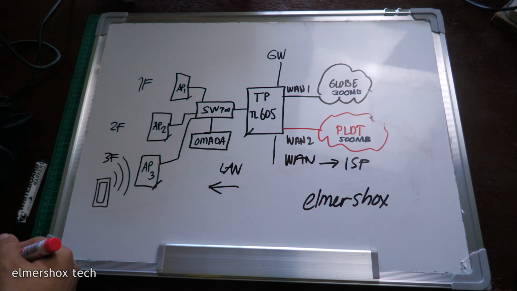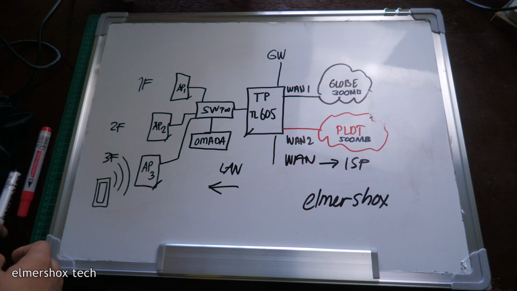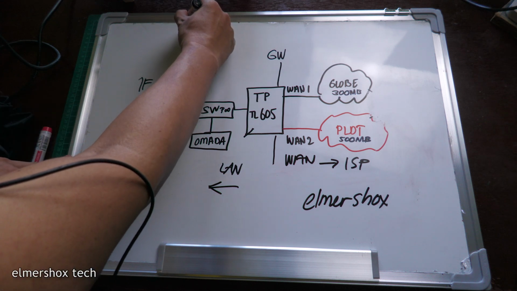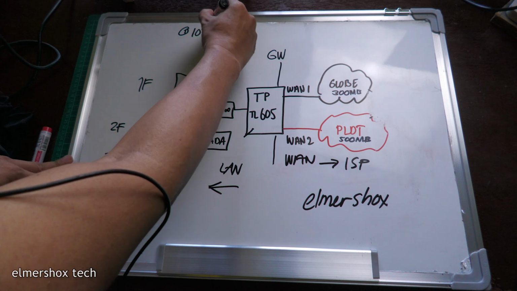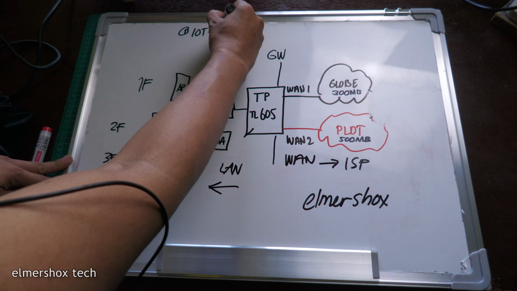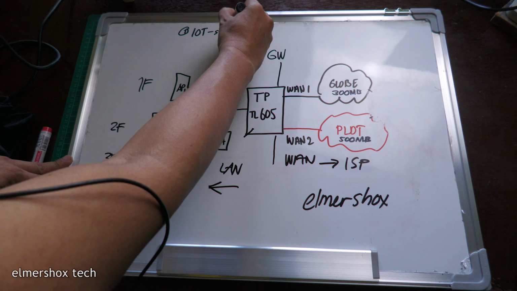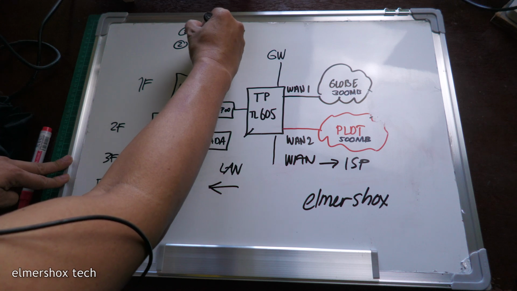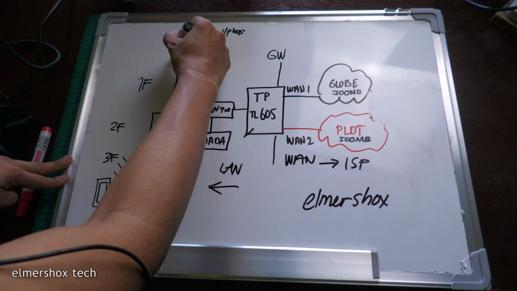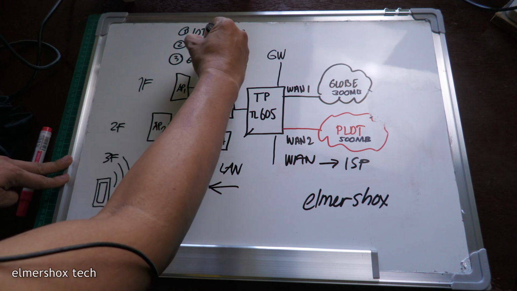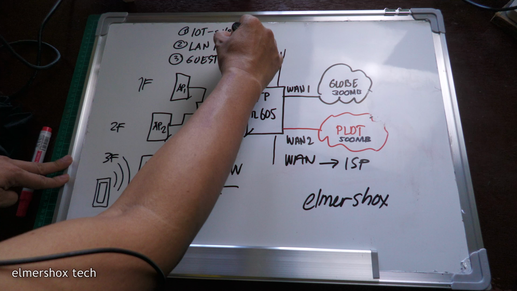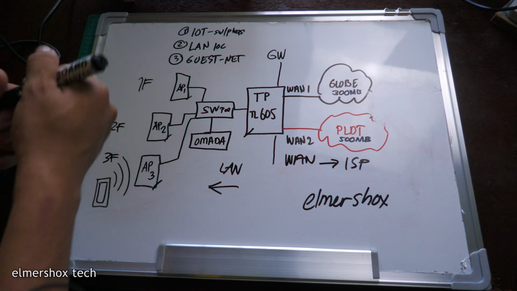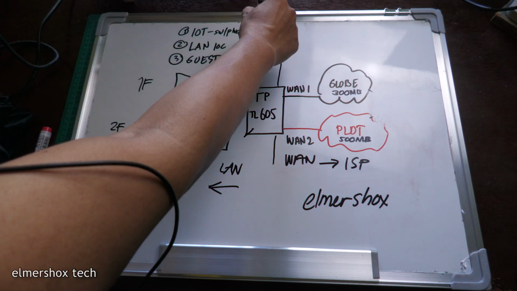And aside from that, I have SSIDs. How many SSIDs do I have? Number one is for the IoT, Internet of Things. Those are the switches and the plugs. Number two is my local LAN. And number three is my guest network. Why am I separating them? The IoT one is for the plugs and the cameras.